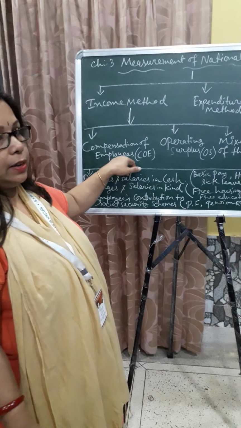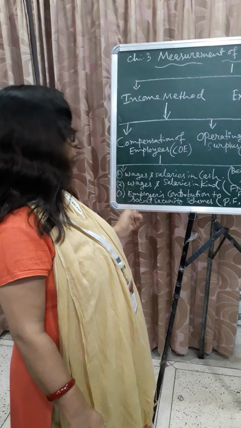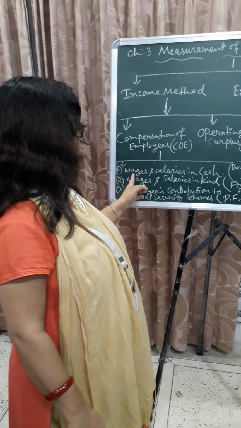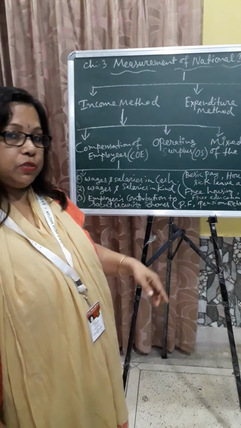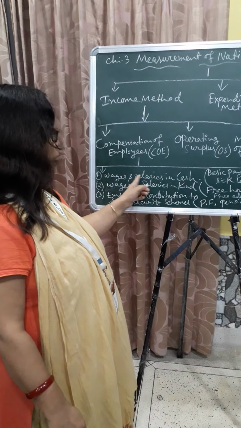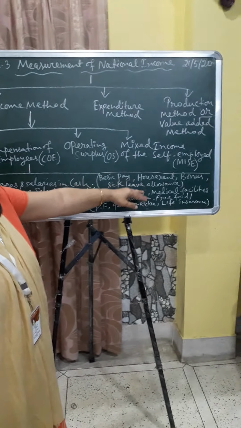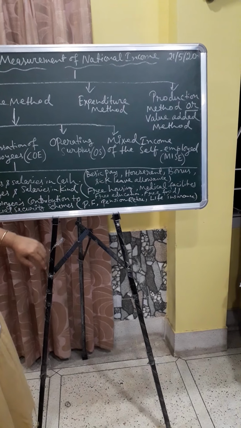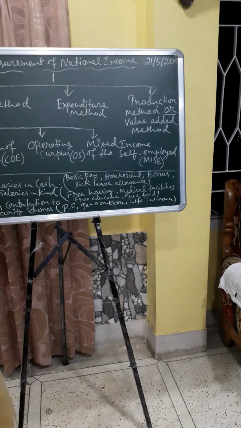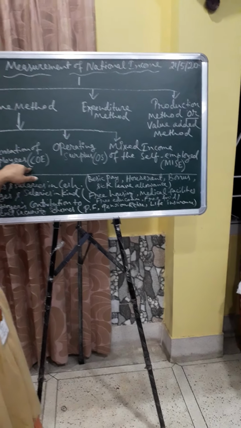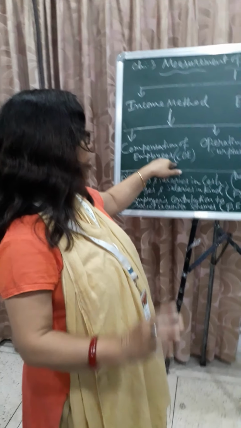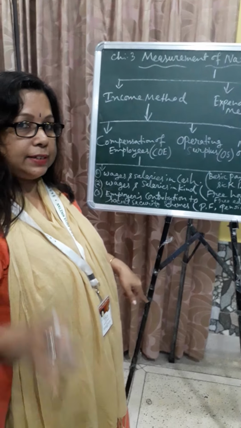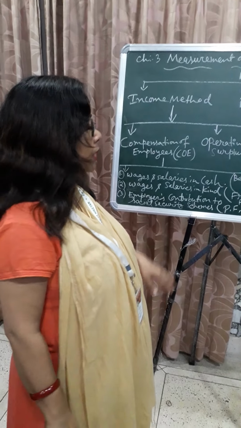Under COE there are three elements: wages in cash, wages in kind and employers' contribution. You have to keep in mind the portion of COE at the time of calculation.